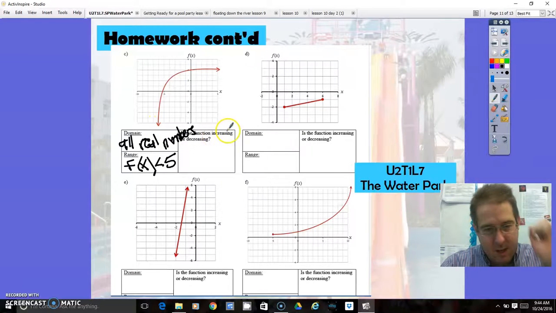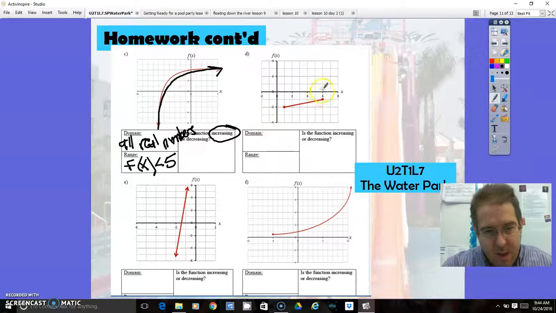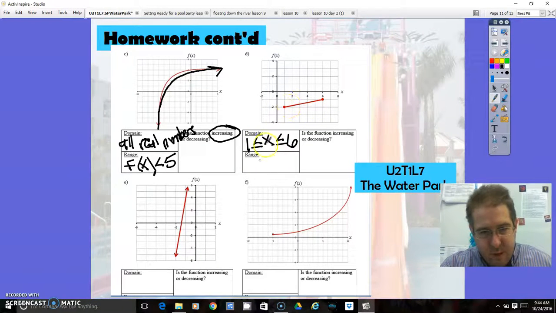Is this function increasing or decreasing? It is increasing. The reason I know this is because you look at a function from left to right like you read a book. The domain of this one is from 1 to 6. It does have endpoints, so I am going to use the compound inequality. The range of this function goes down to -2, and it goes to a height of -1. And f of x can be anything in between or equal to.